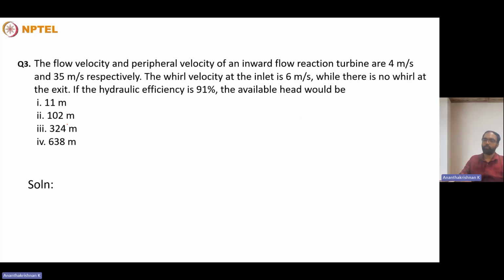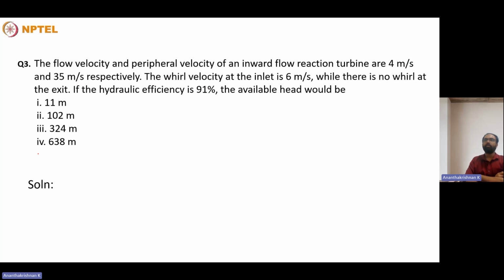Now we can move to the next problem. In this problem, we need to calculate the head. The flow velocity and peripheral velocity of an inward flow reaction turbine are 4 meter per second and 35 meter per second respectively. The whirl velocity at the inlet is 6 meter per second, while there is no whirl at the exit. Hydraulic efficiency is given as 91%. The available head would be 11 meters, 102 meters, 324 meters, or 638 meters.